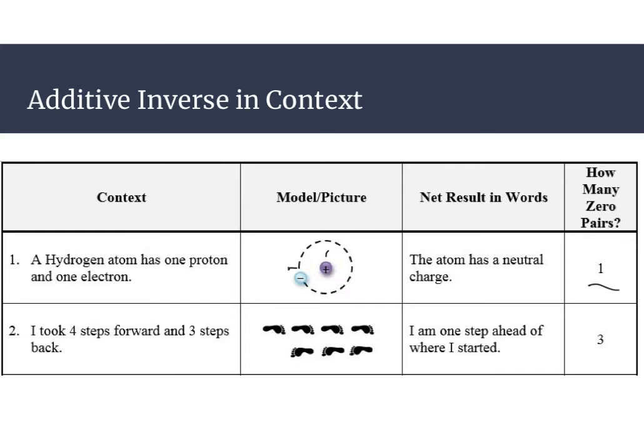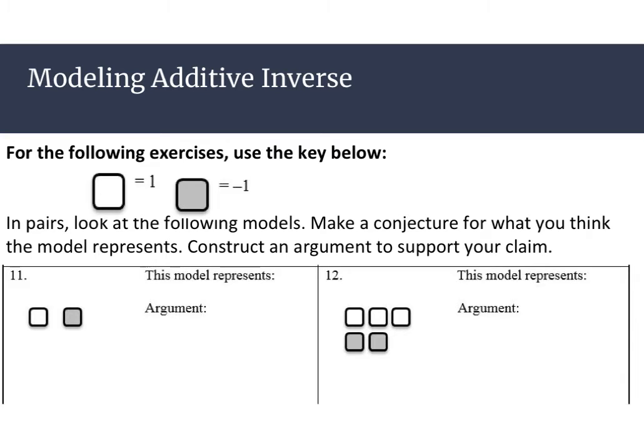Another example, I took 4 steps forward and 3 steps back. So the net result is this. I am 1 step ahead of where I started because we have 1, 2, 3 0 pairs, right? Every step forward and step back creates a 0 pair. So 3 0 pairs, the result being 1 positive step. So what I mean by modeling is that we need to be able to show why things work using some kind of image.